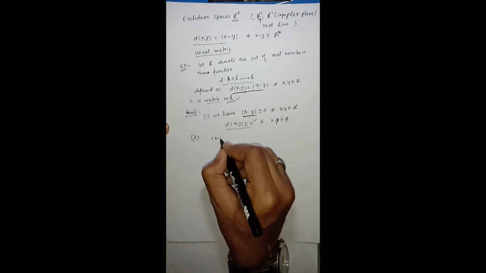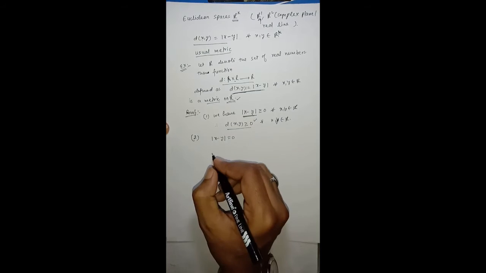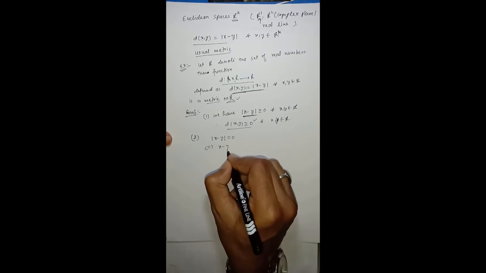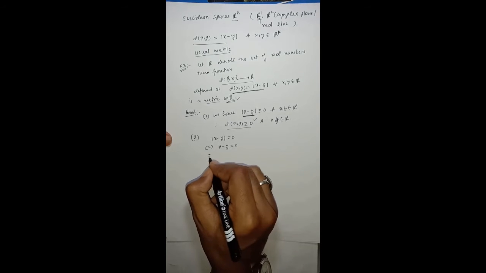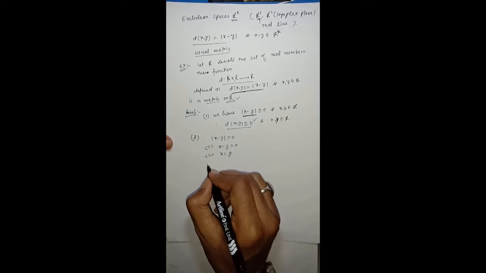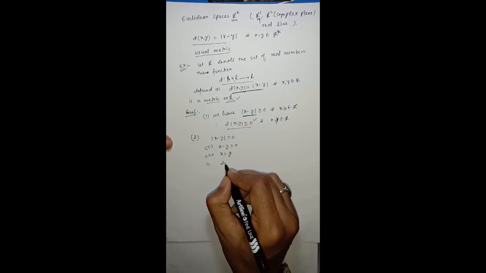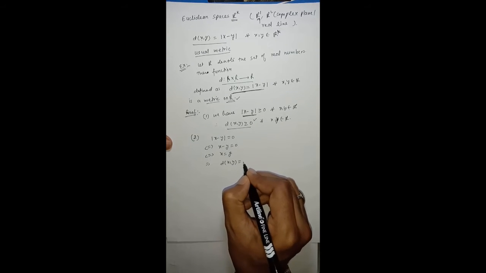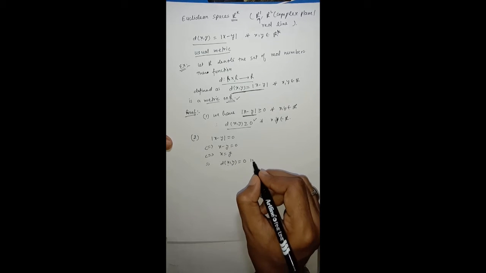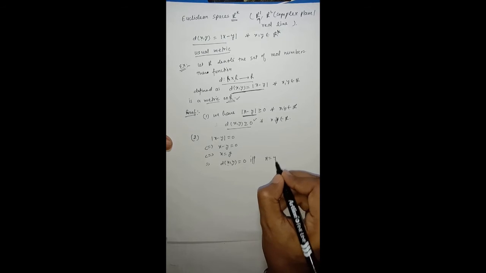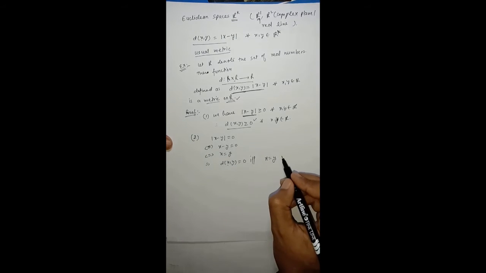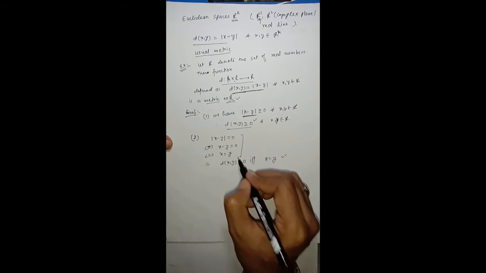Number 2, we have x minus y is equal to 0 whenever x is equal to y. This implies d of x comma y is 0, the distance between x and y is 0 if and only if x is equal to y. We have the if and only if condition in this property and we have proved.